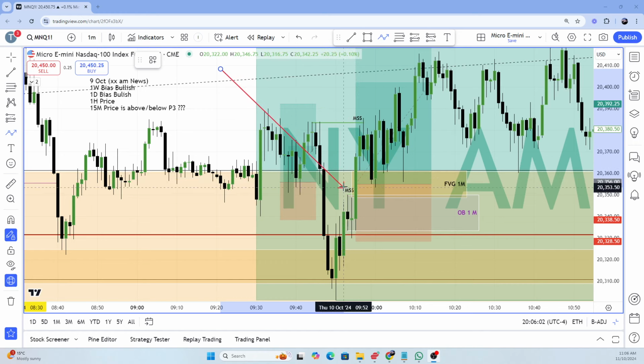So now we got another clue with a bullish market structure shift towards upside, okay, with displacement, and that created an order block in the 1 minute chart and a fair value gap. So this displacement up, you can see from this candle to this candle created a 1 minute fair value gap, and this also created a 1 minute order block.